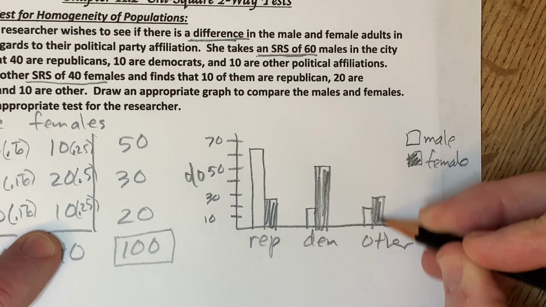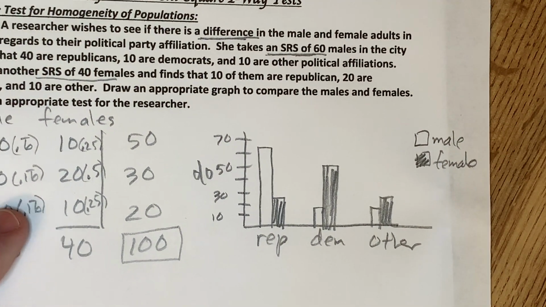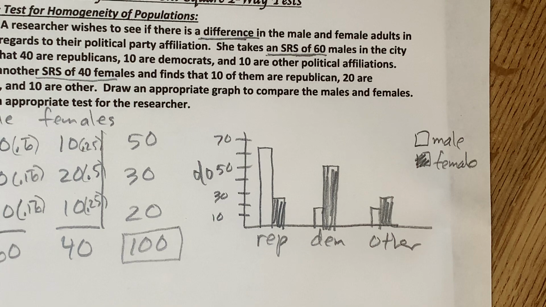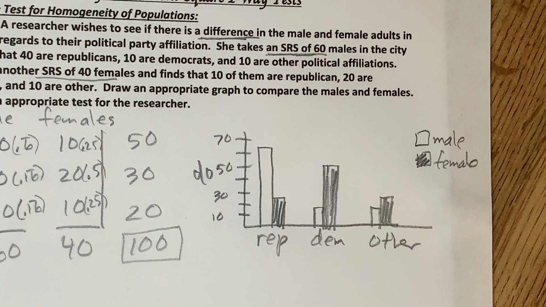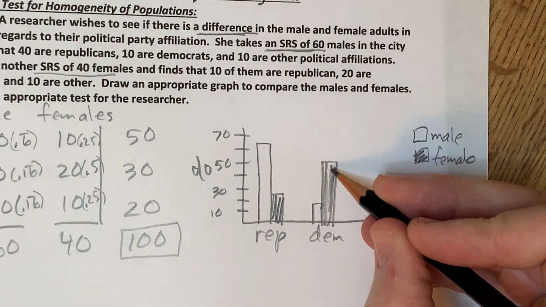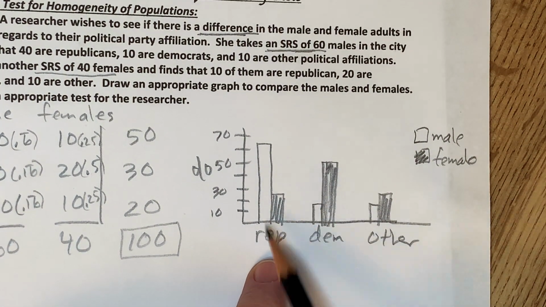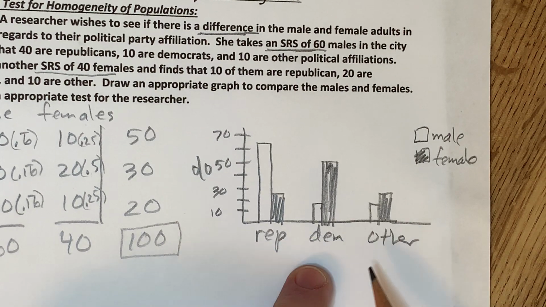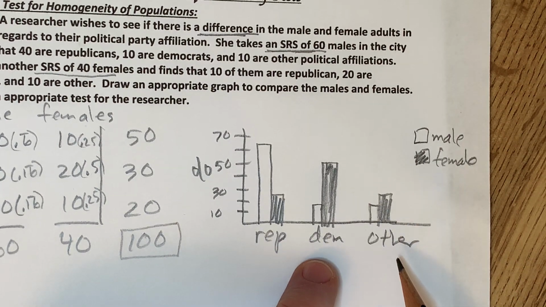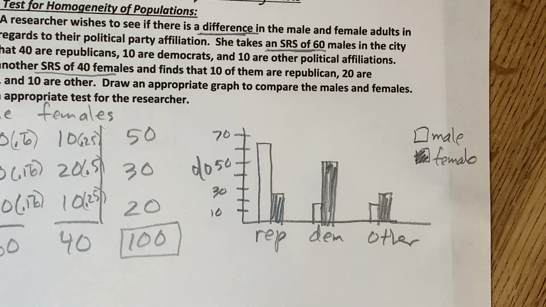So if we were asked to comment on that, of course, if it was quantitative data we would discuss shape, center, and spread. But with categorical data like this, we just describe what we see, and we would say, well, when you look at this, the males are much more likely to be Republican, and the females are much more likely to be Democrat or other. And so that's all you would have to say. And so that is what we did in chapter 1.